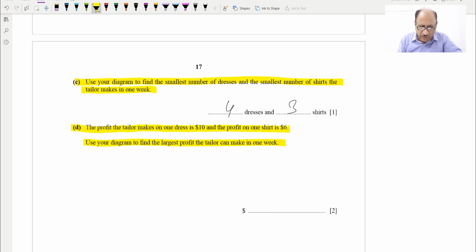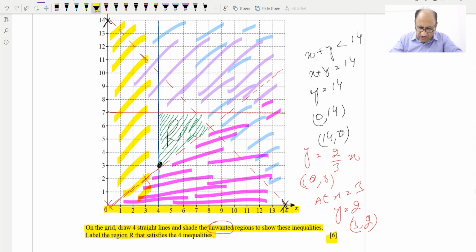So we need to find the largest profit the tailor can make in 1 week. So if we check, the value for x will be more, right? So if we check, the maximum profit line will be which one? The maximum profit line which you can take is this much. This is the included point.